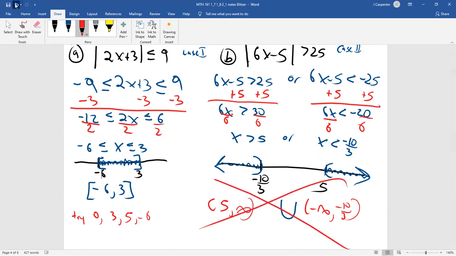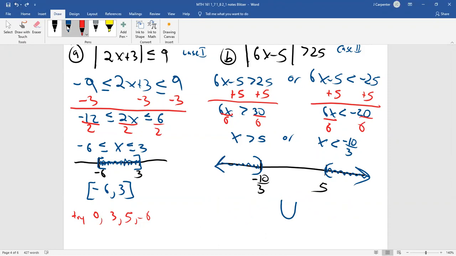So let's get it correct. Negative infinity up to negative 10/3, both with parentheses. Then union, we skip over a bunch of stuff. Sometimes you're even just hopping over the same number, as we'll see in a later example. Not today. And then go from 5 to infinity. That would be our answer.